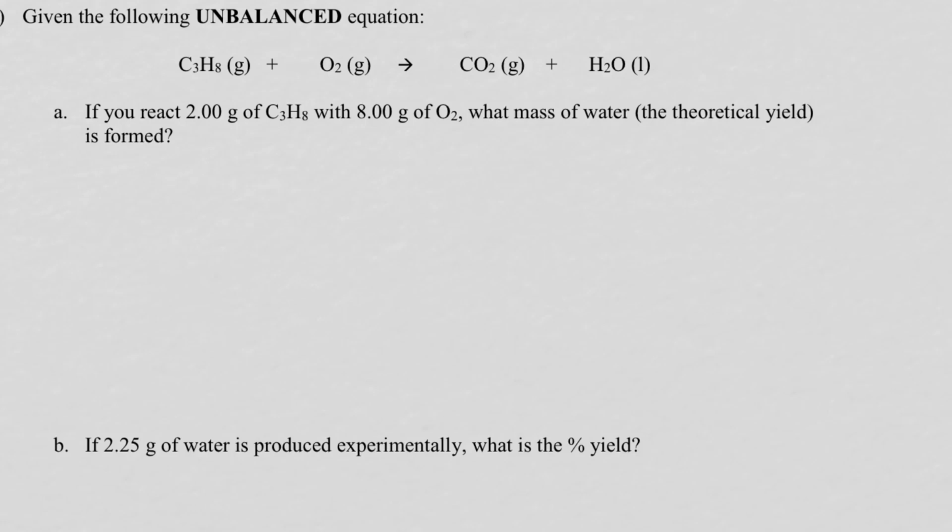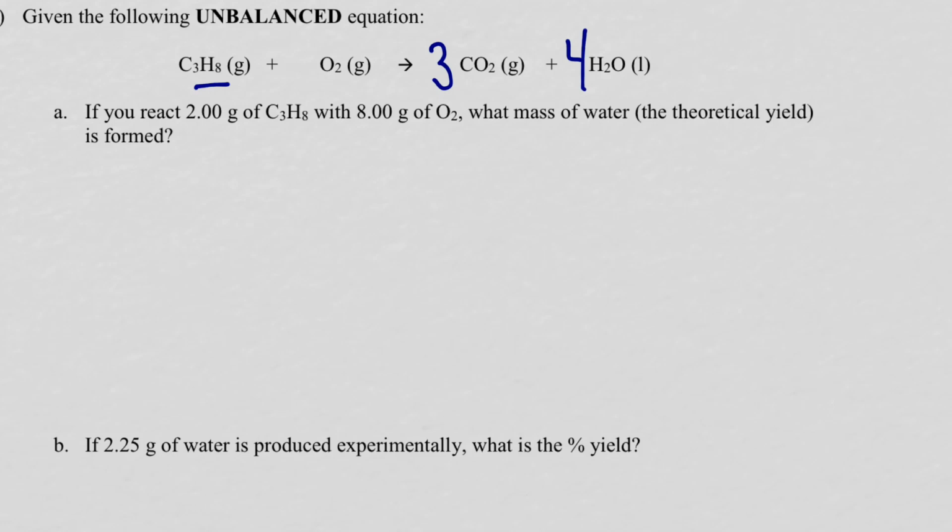So working from left to right, on the left-hand side we have 3 carbons. When we come to the right-hand side, that means we're going to need a coefficient of 3 in front of the CO2. Coming back to the left-hand side, the number of hydrogens in propane is 8. So when we come to the right-hand side, that means we'll need a coefficient of 4 in front of the water, because 4 times 2 is 8.